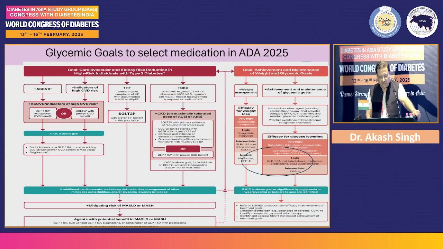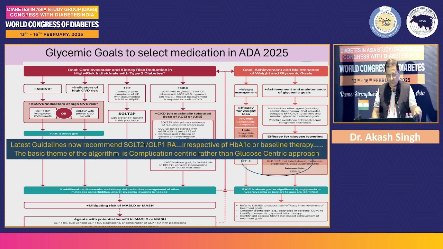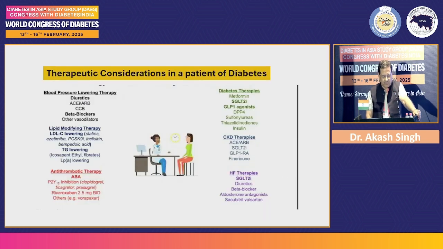If you see the ADA 2025 standards, they have given ASCVD indicators of high CVD risk, heart failure, CKD, obesity, hypoglycemia. All of these basically come into play in the reduction of ASCVD, and therefore the drug selection has to be as per the reduction of ASCVD risk. So therefore, now it is the time for therapeutic consideration.